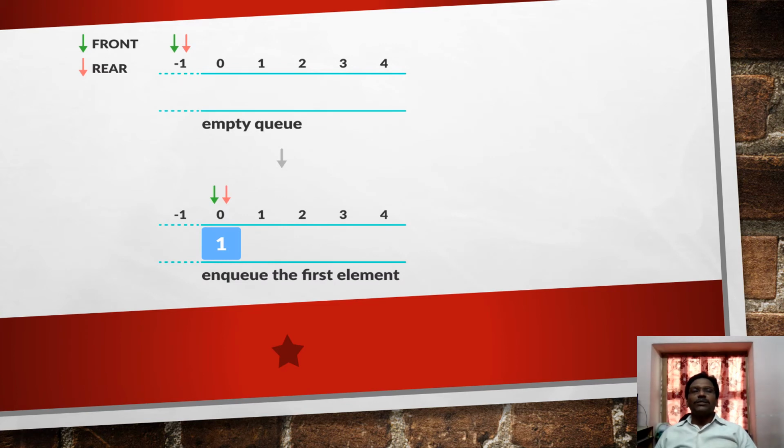And how it works, diagrammatically representing: initially the entire queue is empty. It means the front value and rear value are representing minus 1. In this diagram, I am using the green arrow for front and red for the rear value. Initially the queue is empty, so it is minus 1. I am trying to insert one value, the first value. So front and rear point only to the one value, that is the 0th position.